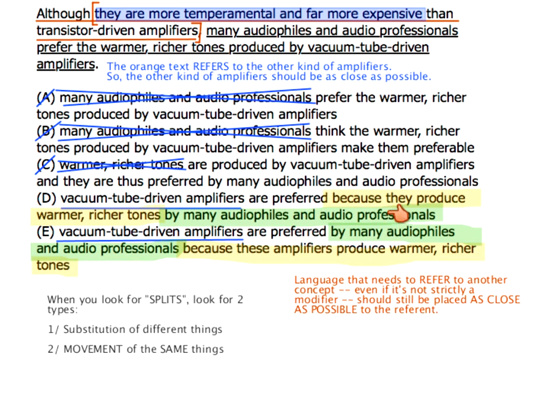So as far as where we should put this, well, what does the green thing go with? The green thing is the second half of something: by many audiophiles and audio pros. What's the first half of that? Yeah, that describes the preference, right? So they are preferred by those people.